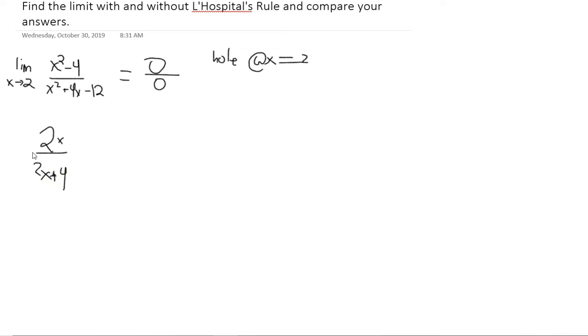And now we take the limit to 2 again. We're going to get 2 times 2 on the top, 4. Plus 2 times 2 on the bottom, 4 plus 4, 8. So our answer is 1/2.